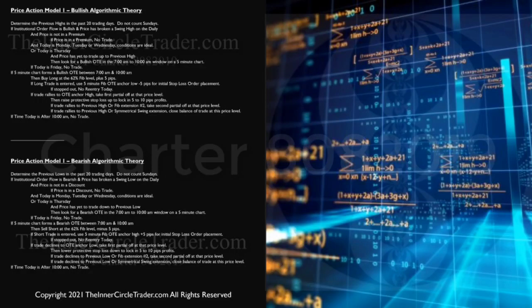When is the trade taken? When is the trade not to be taken? This is a completely fleshed out price action model. It doesn't look all that impressive like this.